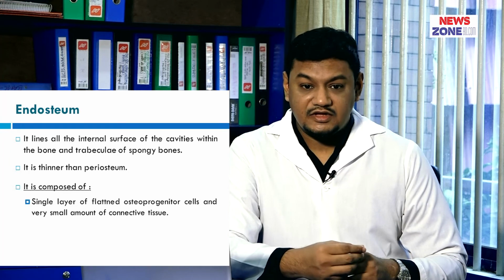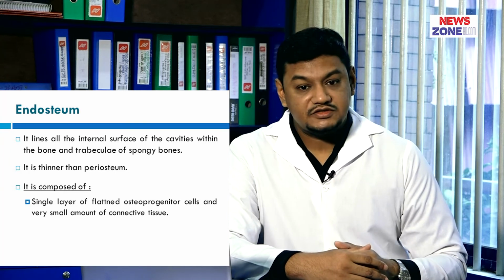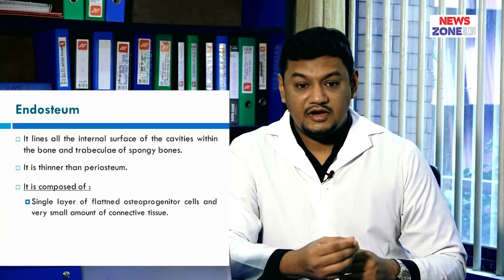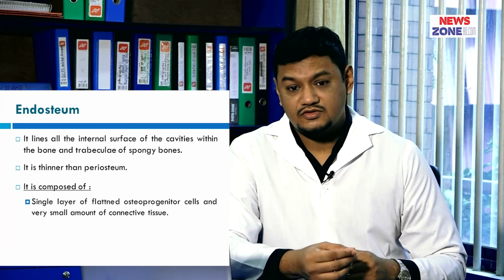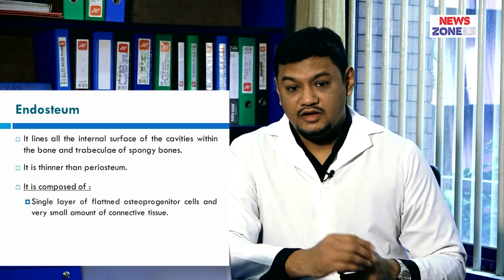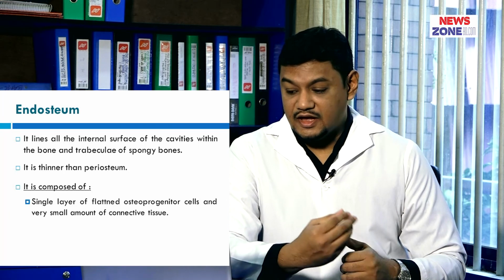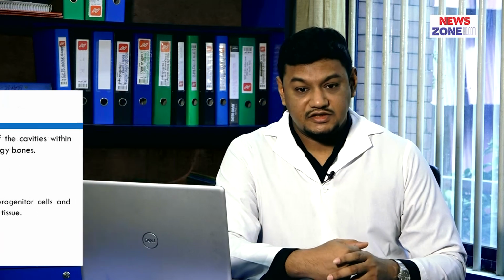It has almost the same property as the periosteum, but interestingly it is devoid of any particular layers of fibrous connective tissue, vascular layer or cellular layer. It is mainly composed of a very thin layer of connective tissue and some osteoprogenitor cells.